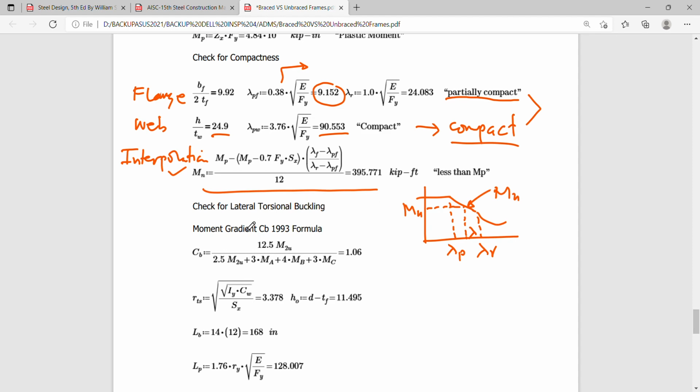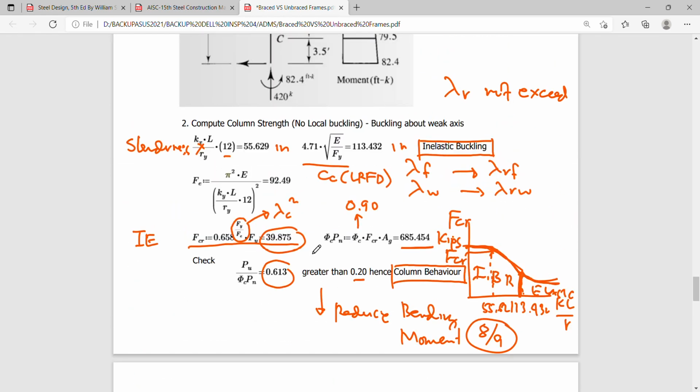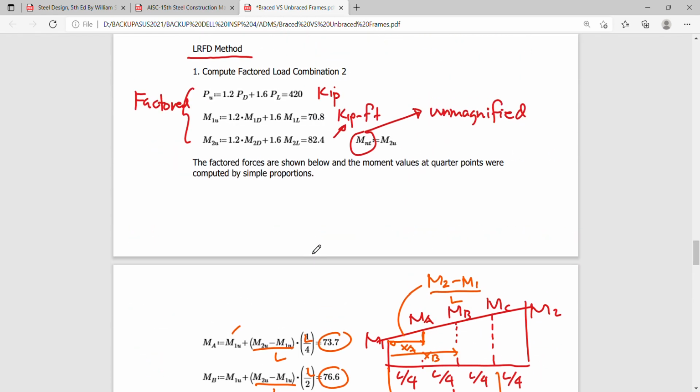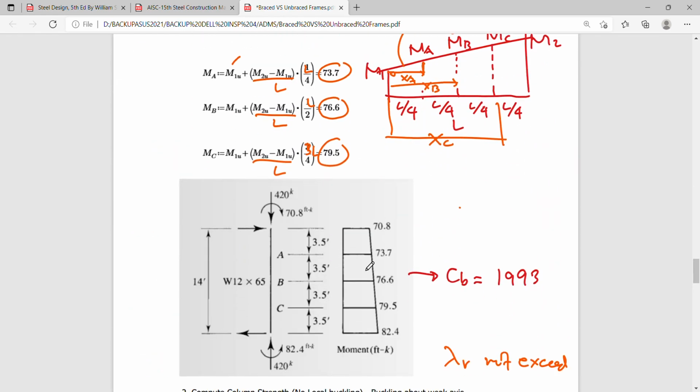For the lateral torsional buckling, we need first to compute the Cb value using the formula 1993. What I did was I only plugged in the values I obtained a while ago here. So this is my maximum moment. This is my Mmax, which is actually equivalent to M2. And these are my MA, MB, and MC. A, B, C.